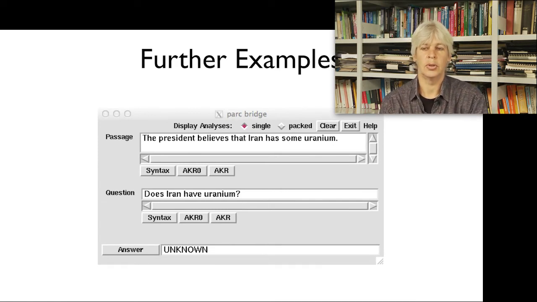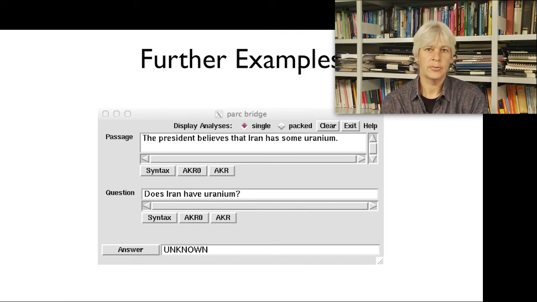You can ask something like, the president believes that Iran has some uranium. This was programmed during the Iran crisis. And then you can ask the question, does Iran have uranium? And the answer in this case is unknown. And that's correct, because the president only believes that Iran has some uranium. You actually don't know whether that's true or not.